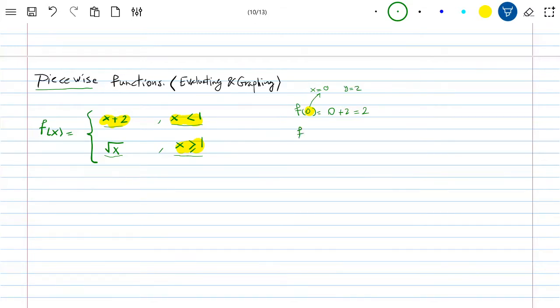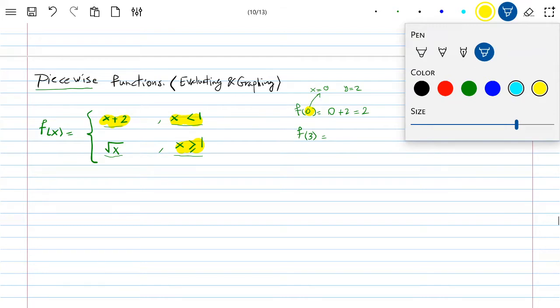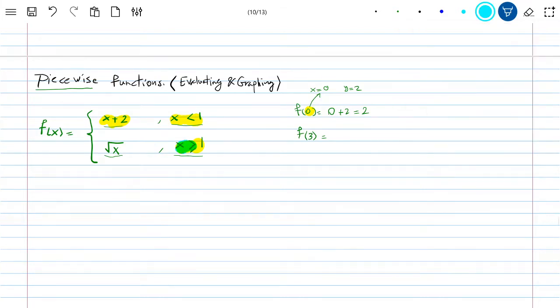How about if we want to try f of 3? Let me change it to, yeah, why not? F of 3. Then 3 is now bigger than 1, so it belongs to this section. So I use the square root of x equation. So I'll say this is square root of 3, and that is the y value. So x equals 3, y must be square root of 3.